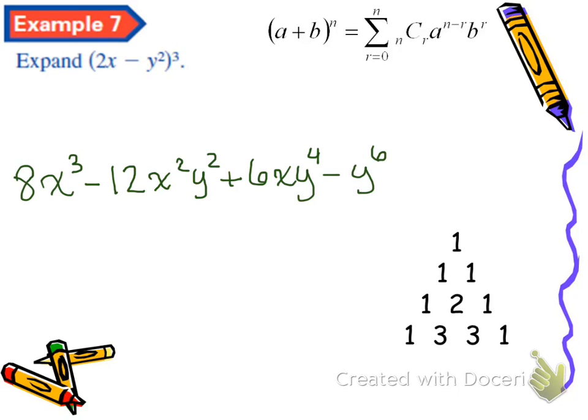Alright, if you expanded this binomial correctly, you should have ended up with 8x cubed minus 12x squared y squared plus 6x y to the 4th minus y to the 6th. If you did not end up with this answer, pause the video, check your work, and see what's going on. Alright, let's go to the next one.